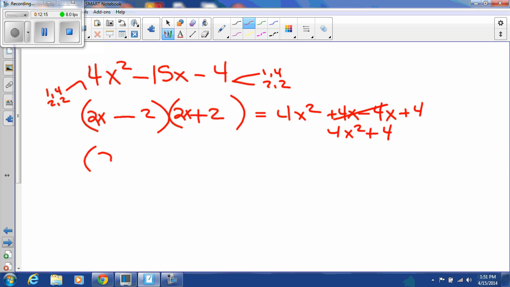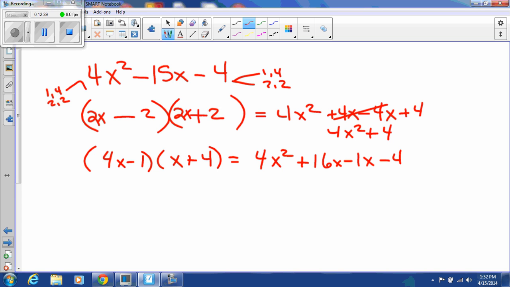This time I believe I'll choose the 4 and the 1. So I got 4x minus 1 and x plus 4. This gives me coefficients of 4 and my last term of 4. So that gives me 4x squared plus 16x minus 1x minus 4. When I combine my like terms, I get 4x squared plus 15x minus 4. I'm almost there because my middle term is correct, but it's the opposite sign.